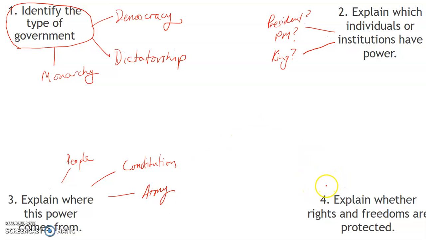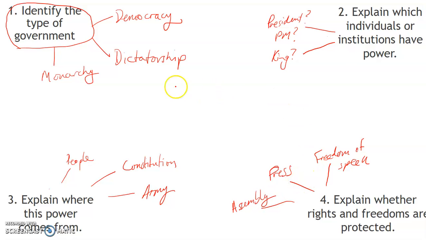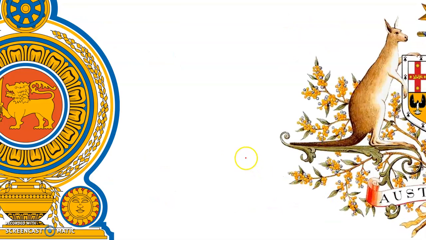And lastly, I want to look at whether rights and freedoms are protected. So is there a right to freedom of speech? Do I have freedom of the press? Can I assemble, protest, join a political party? So these are the four key pillars that I'm looking for when I compare. All right, let's start off.